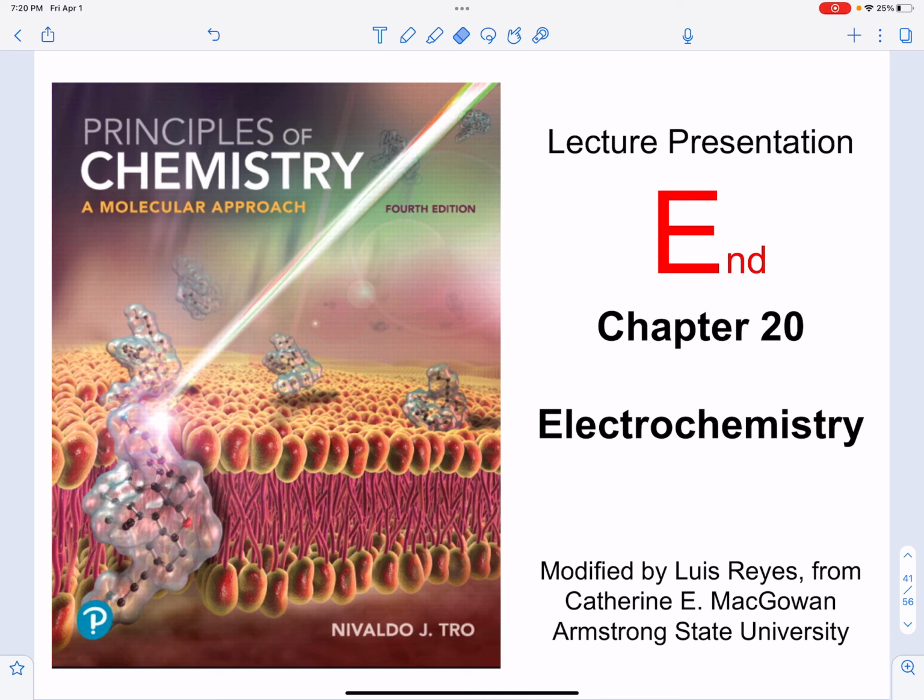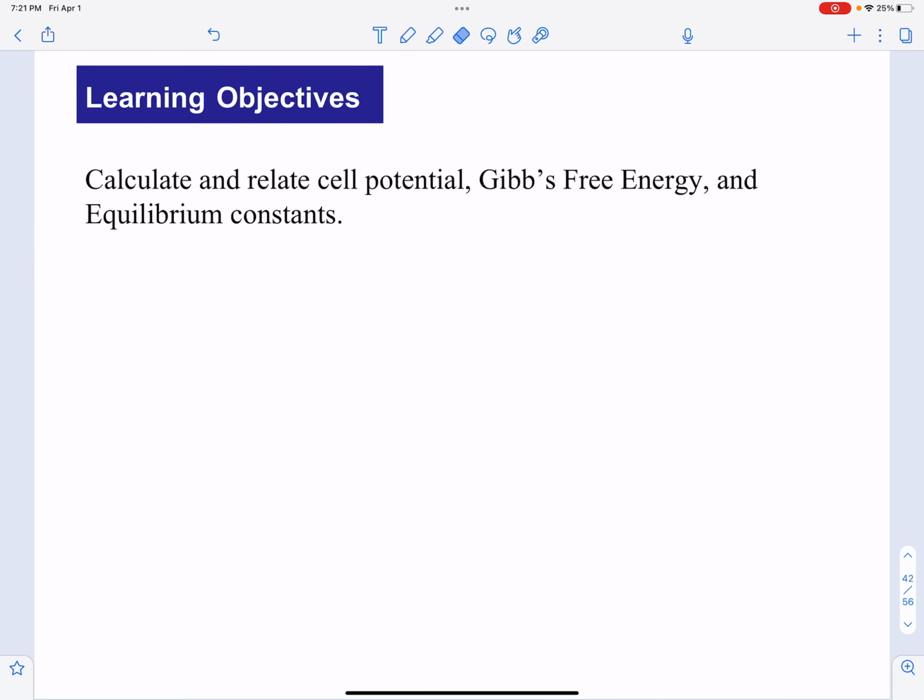So here we are at the end of chapter 20. We're going to close up with relating electric potential to the Gibbs free energy and equilibrium constants. So how are all these relations going to relate in terms of when a reaction is spontaneous or not?